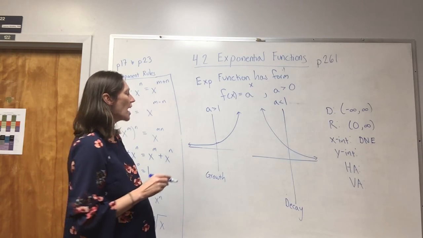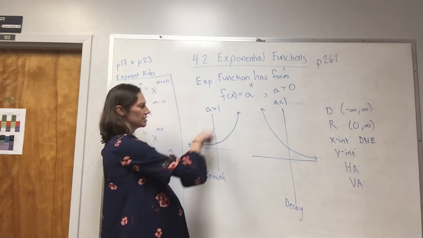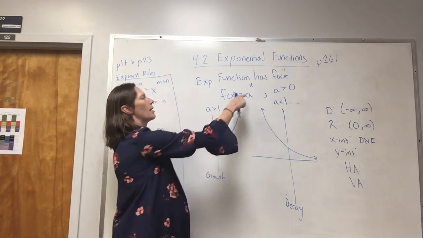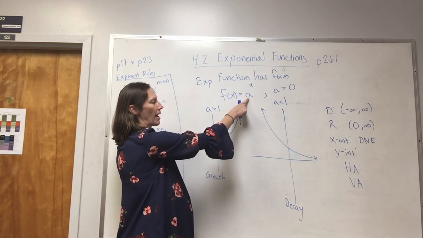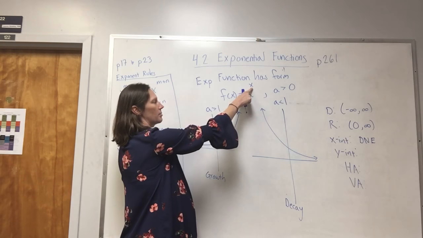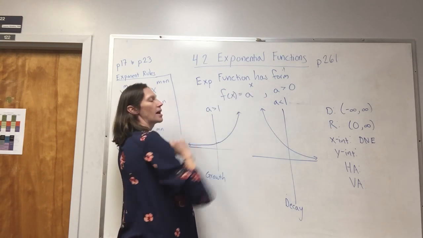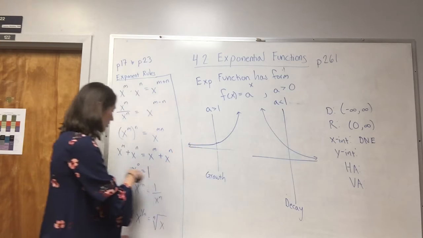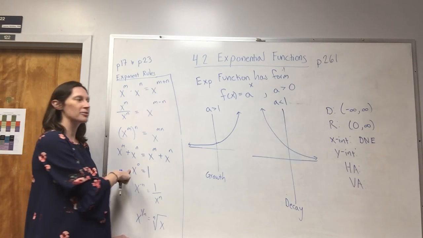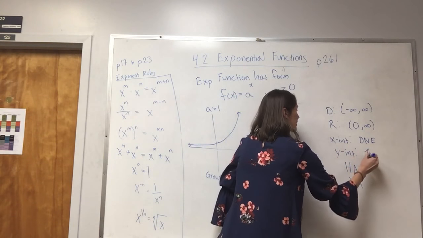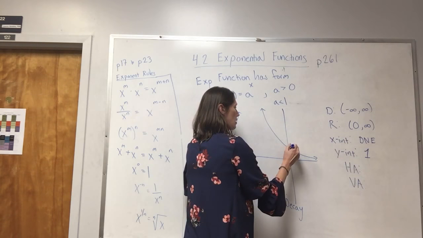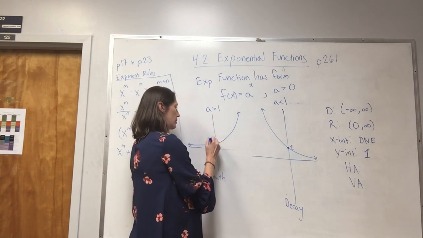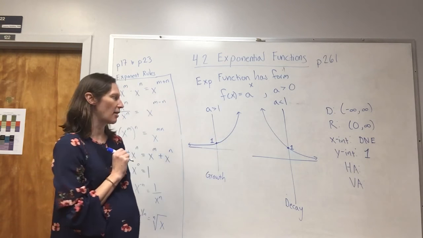DNE. The y-intercept, okay, so for this, not obvious on the graph, but y-intercepts occur when x is 0. So I'm talking about what is any number to the 0 power. Any number to the 0 power is 1. So both of these have a y-intercept of 1. Okay, so I can just add that to my graph.